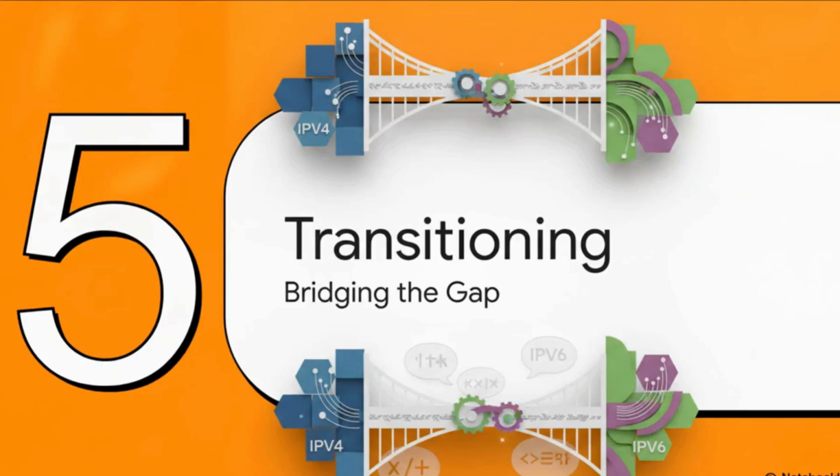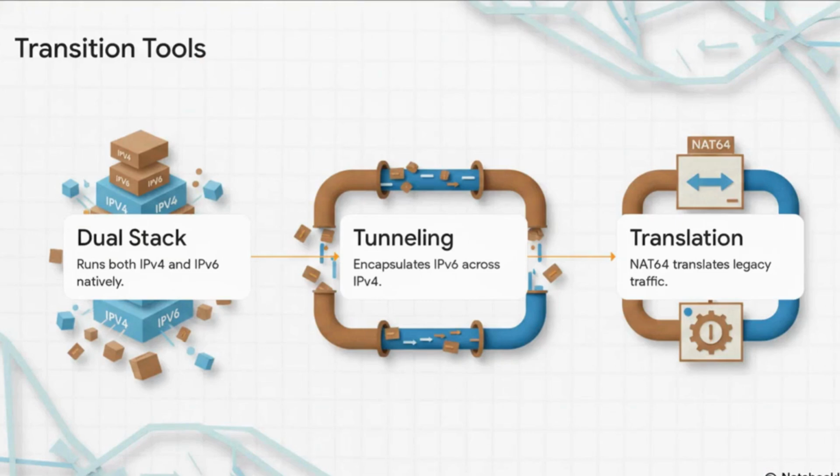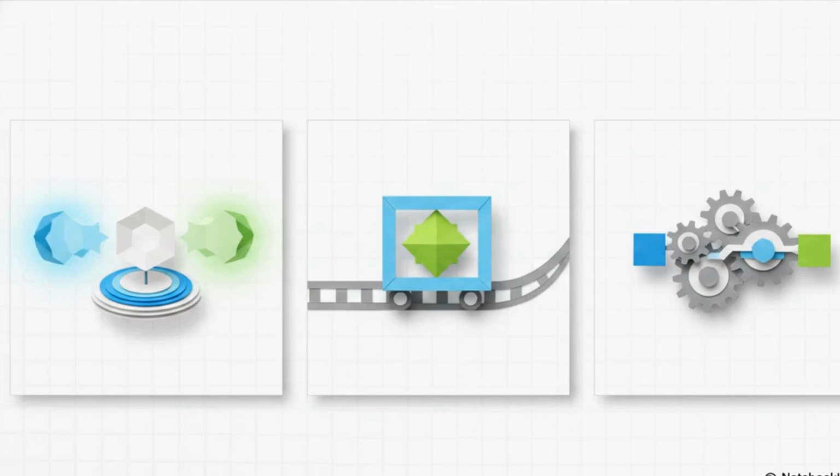Section 5. Transitioning to IPv6 networks. Bridging the gap. Okay, so this all sounds absolutely incredible, right? But there is a catch. Because IPv6 is essentially an entirely new language, it is not backwards compatible with IPv4. We can't just flip a switch overnight and turn off the old internet. So network administrators use a specific progression of tools to ensure the old internet can still talk to the new internet. These transitional mechanisms fall into three main strategies: dual stack, tunneling, and translation. Here's exactly how they work.